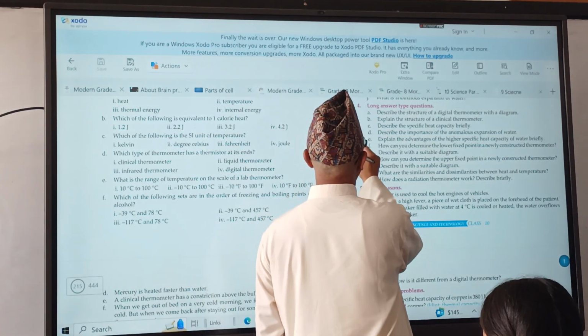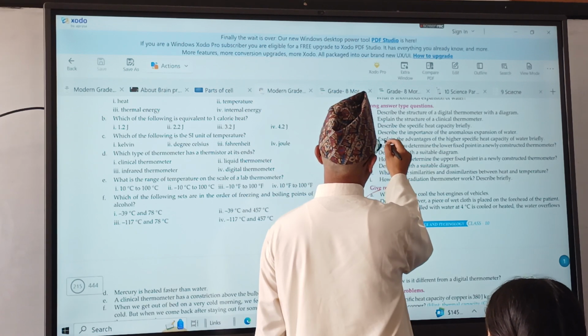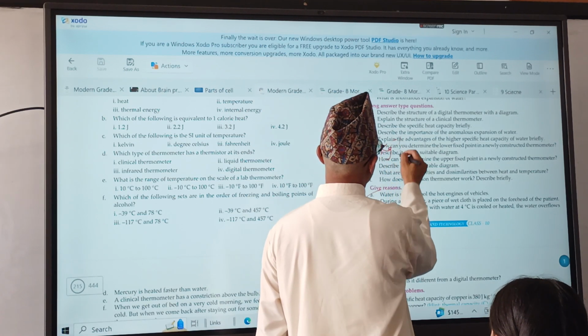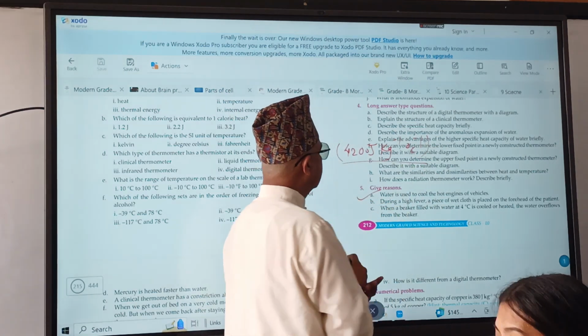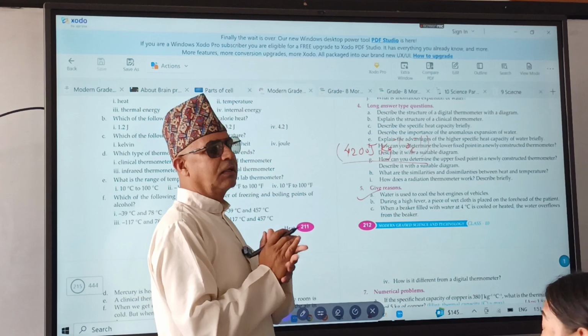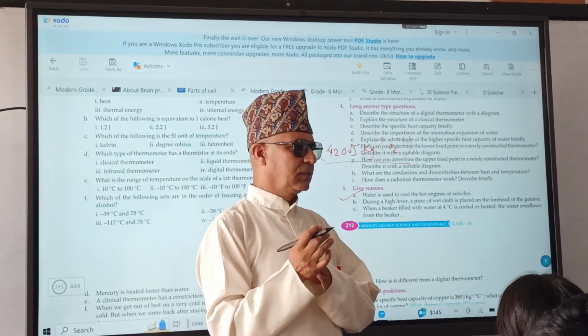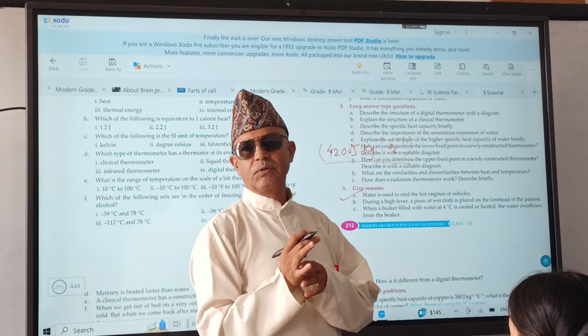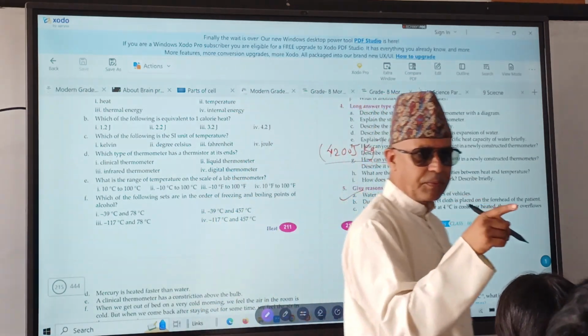Inside the bracket, write down 4200 joule kg minus 1 degree centigrade minus 1. 4200 joule per kg per degree centigrade. And it can absorb a large amount of heat. It can absorb a large amount of heat. Finish.